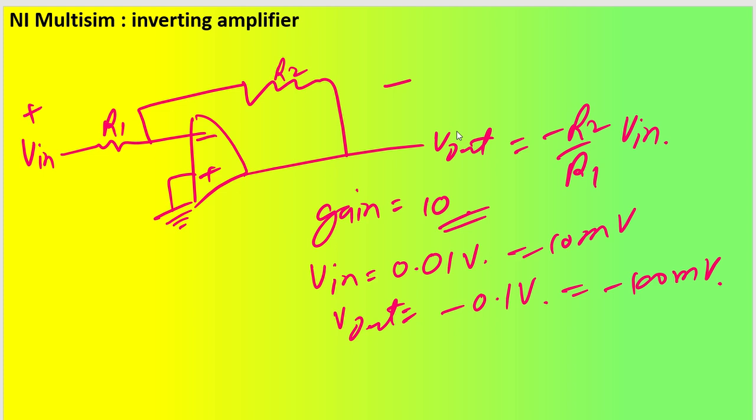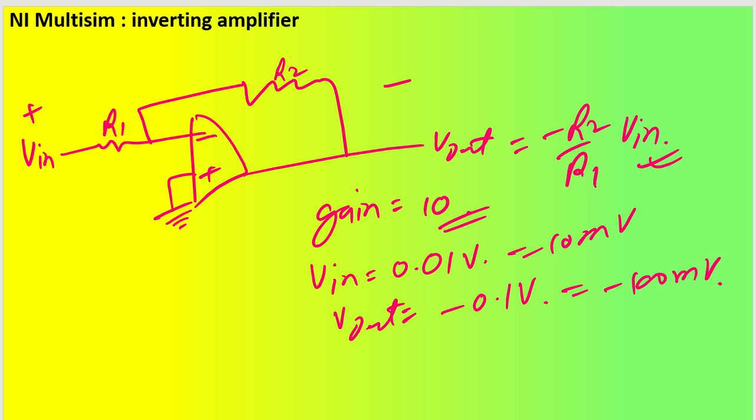As all of you know, V output is nothing but minus R2 by R1, where R2 is this feedback resistor and R1 is this resistor, right? So minus R2 by R1 into V in. This R2 by R1 is the gain amplitude that is there.